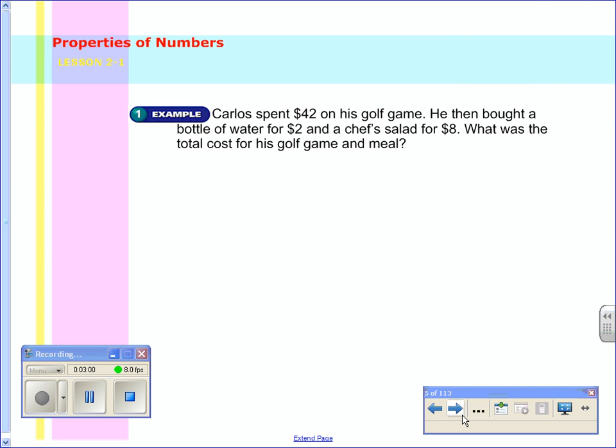Now we're going to look at today's lesson. To begin, I actually have a problem first. It might not be in the same order in your notes this one time, because I might have flipped a few things around. It says Carlos spent $42 on his golf game. He then bought a bottle of water for $2 and a chef's salad for $8. What was the total cost for his golf game and meal?